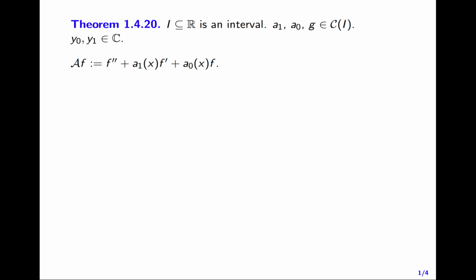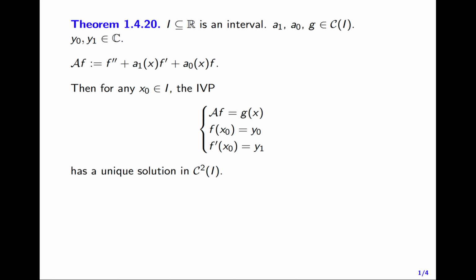We will set A f to be f double prime plus a1 of x times f prime plus a0 of x times f, and we'll fix a point x0 in I. And if we do all that, the initial value problem, whose ODE part is the operator A on f equals g, and whose initial values are f of x0 equals y0 and f prime of x0 equals y1, this initial value problem will have a unique solution that is twice continuously differentiable on I.